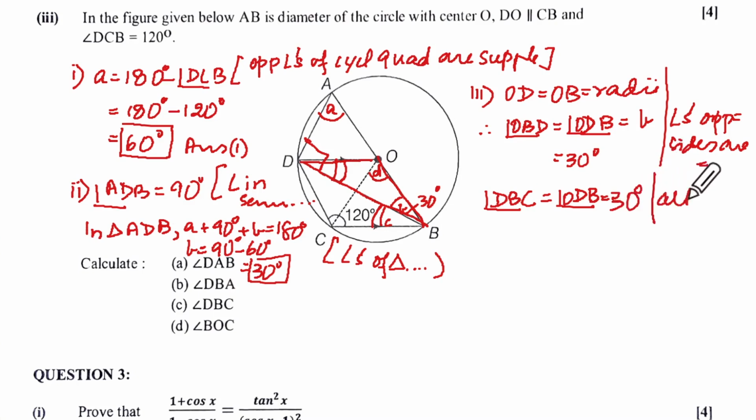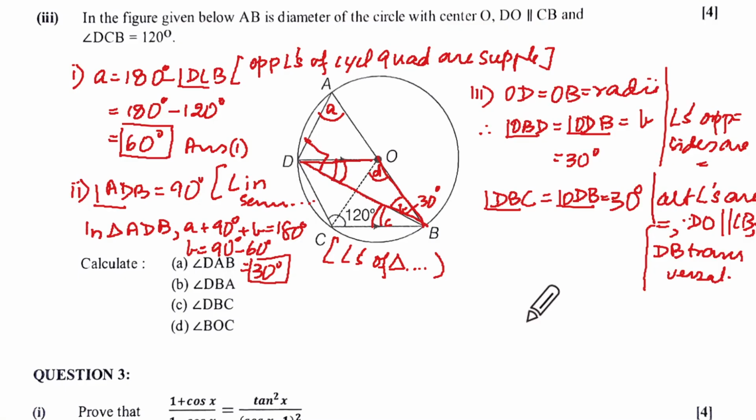They are alternate angles. So alternate angles are equal since DO is parallel to CB and DB is the transversal. Anytime you are writing these angles, alternate angles, corresponding angles, you must mention which lines are parallel and which is the transversal. Understanding?